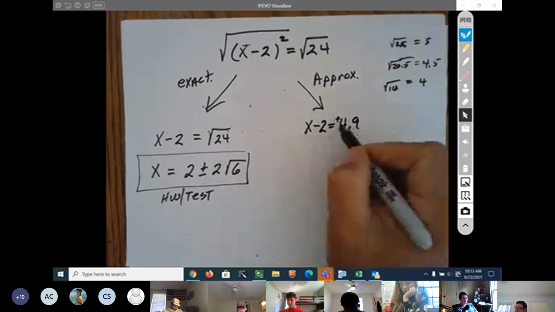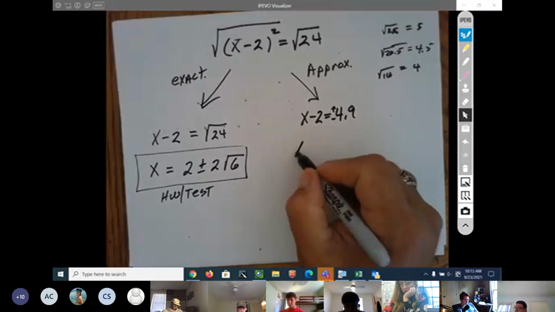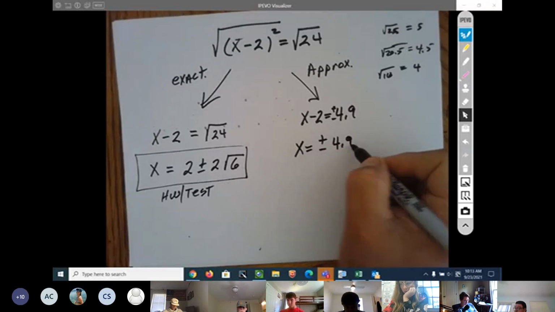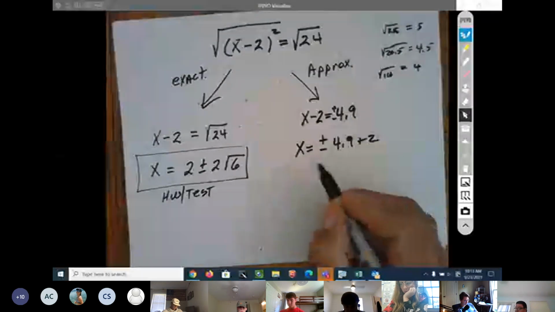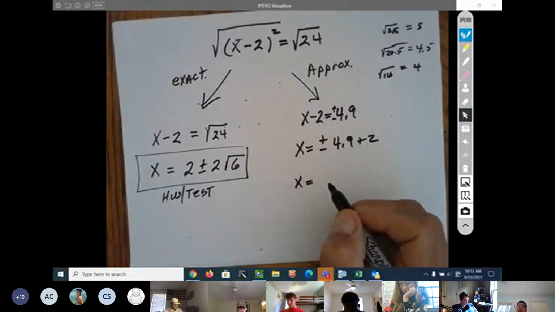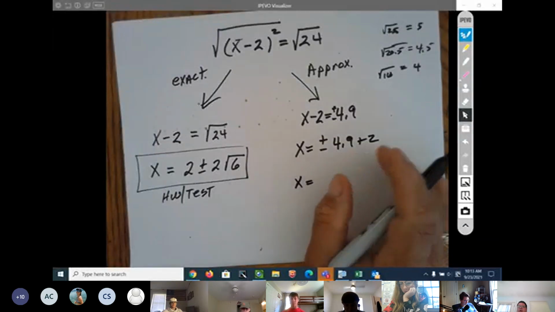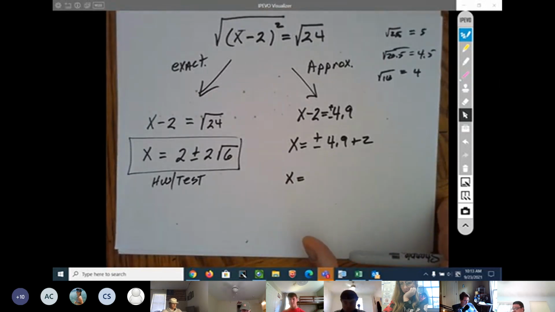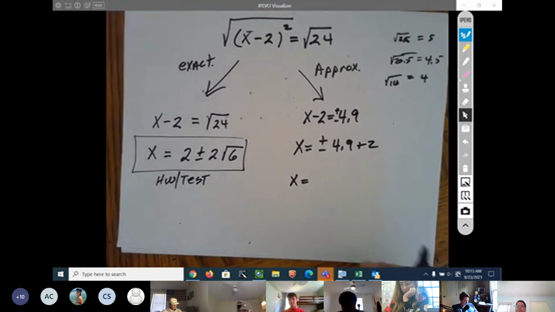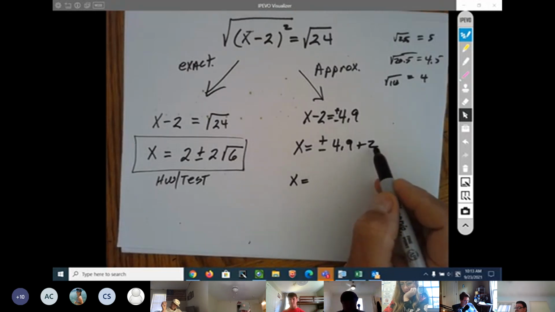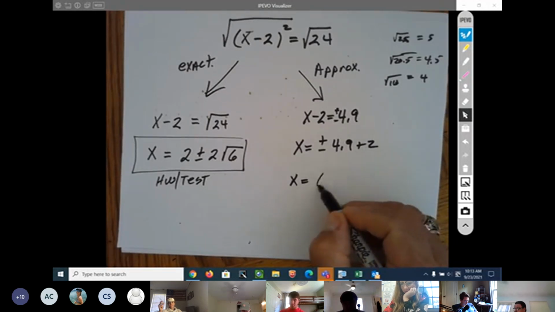That's positive or negative. x is equal to positive or negative 4.9 plus 2. And y'all know money, girls. And don't say you don't. You know you get shortchanged as soon as you walk off from the cash register. You know money just like milliseconds. $4.90 plus $2 is $6.90.